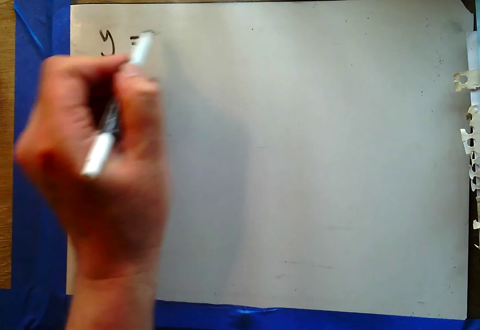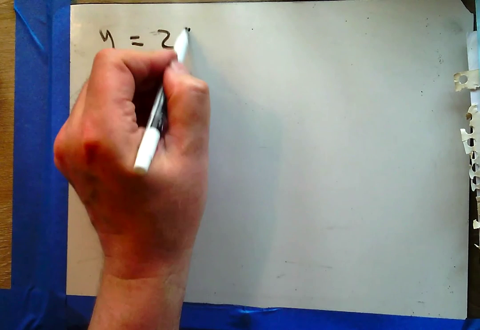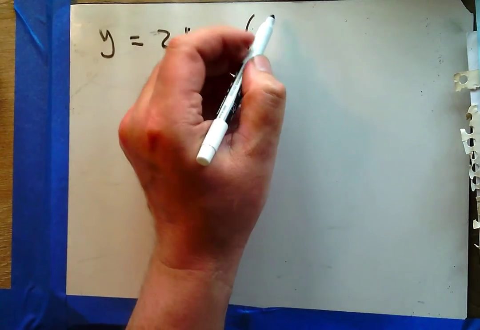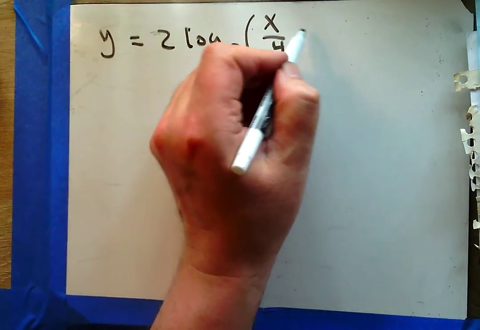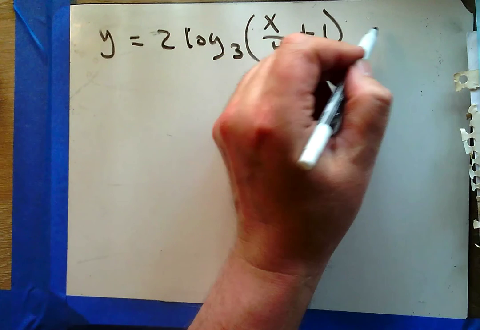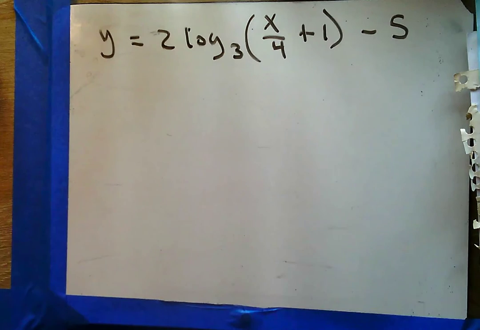Perhaps we're warmed up, and this should be comfortable. Log base 3 of x over 4, plus 1, minus 5. Okay, so now that you're warmed up, please graph this one.